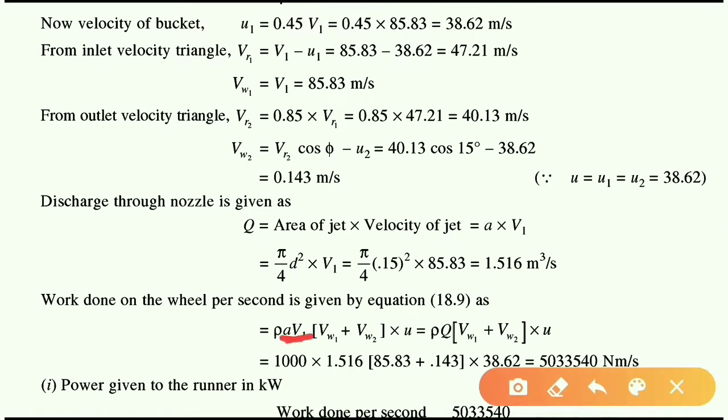Now the next thing is the discharge. A into V1 is equal to the discharge. So discharge is equal to the area of the jet into the velocity of the jet. The velocity of the jet we have calculated as 85.83, and the area of the jet is equal to pi by 4 d square. D is 0.15, meaning 150 mm. In meter it is 0.15, and its square. So discharge is calculated as 1.516 meter cube per second.